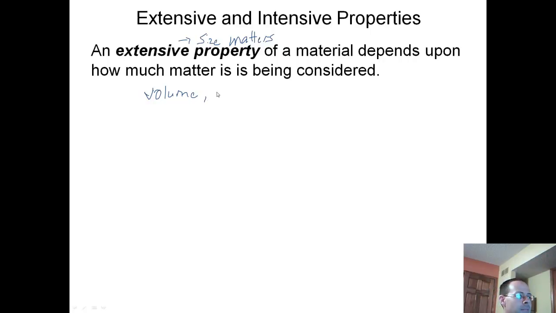So we might just say length, width, height. That's how we get volume. We could also just go to 2 dimensions and say area. But those are pretty much things that depend on size.